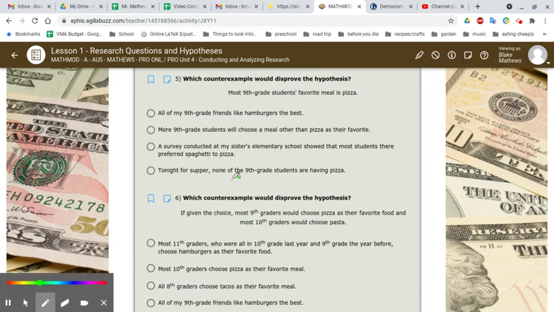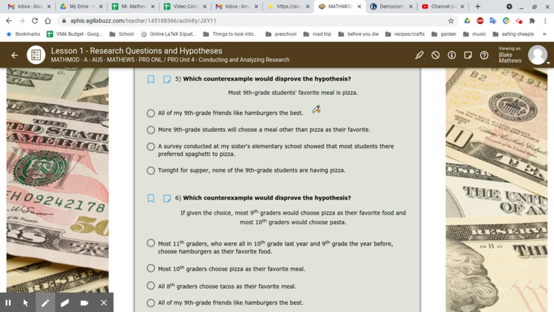So I'm going to look at this first one with you. And we're going to go through this one together. So it says most ninth graders' favorite meal is pizza. Okay, so that's our hypothesis, that most ninth grade students' favorite meal is pizza. Okay, so remember, it has to be measurable in a scientific way, and it has to be proving that wrong. So looking at this first one, all of my ninth grade friends like hamburgers the best.